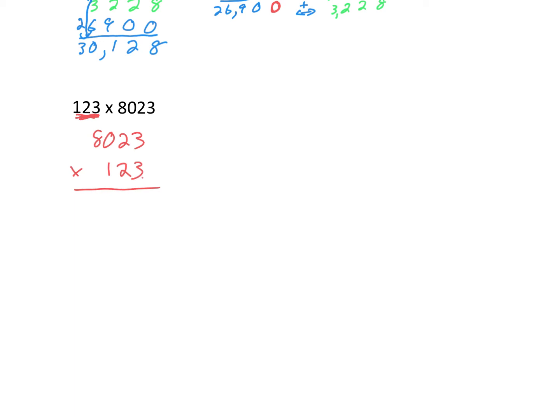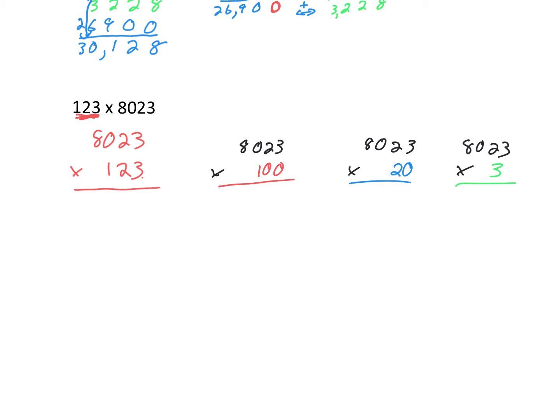Okay, so then we're going to expand out 123 into 100 plus 20 plus 3. Look at this. I'm even changing the color. You do not have to change the color. So I do need 8023 on top every time. Okay, neatness is kind of important, but organization is super important. Ooh, 8023 times 100, that's easy, I just add 2 zeros at the end.